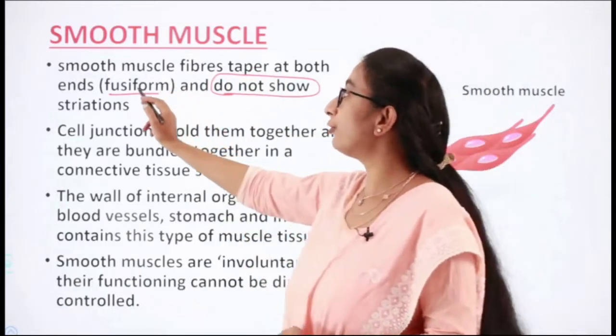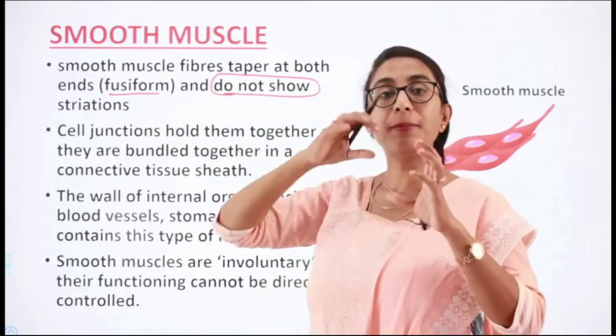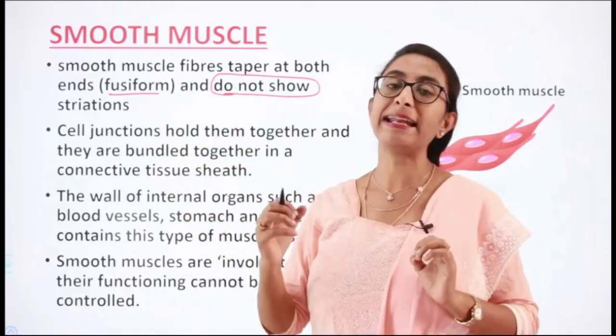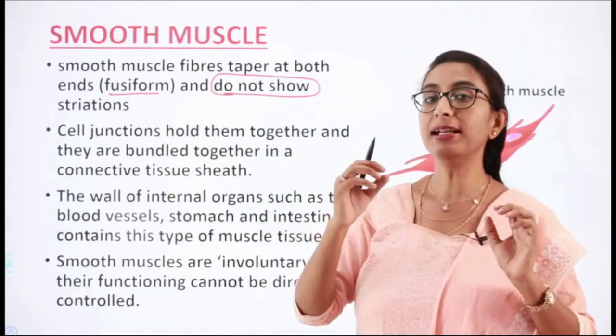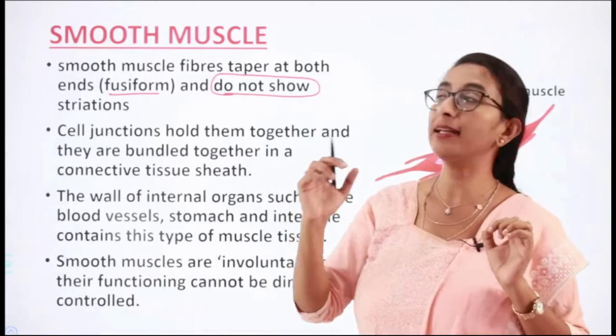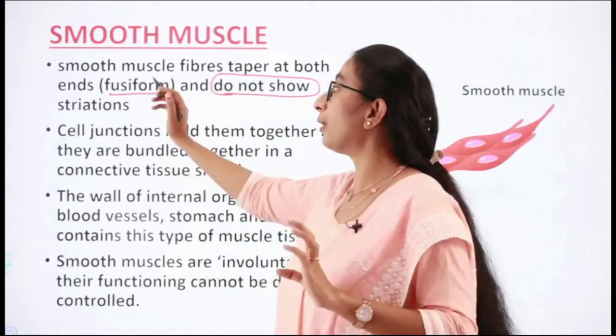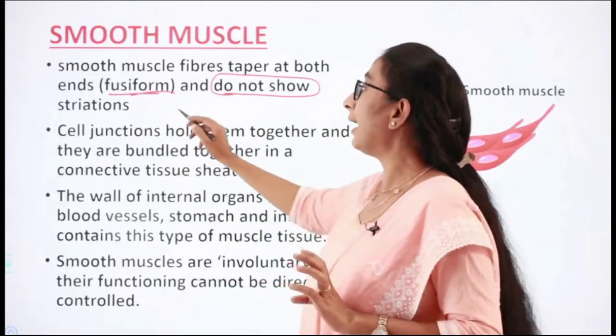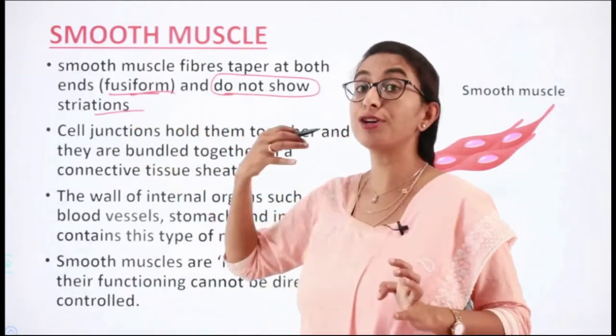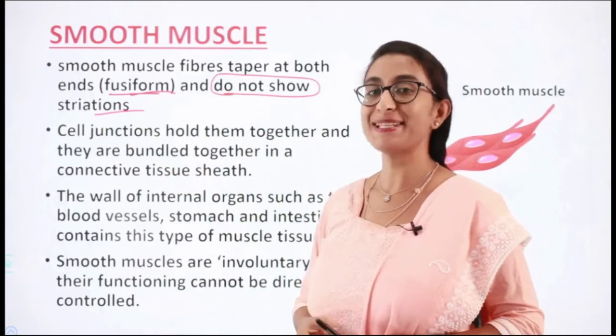And what do we mean by fusiform? Fusiform means the muscle tapering at the end. This characteristic of the smooth muscle, that is, it tapers at the end, that is called as fusiform. So as soon as you think about smooth muscle, you have to remember fusiform and they do not contain striation, because these are important characteristics of the smooth muscle.